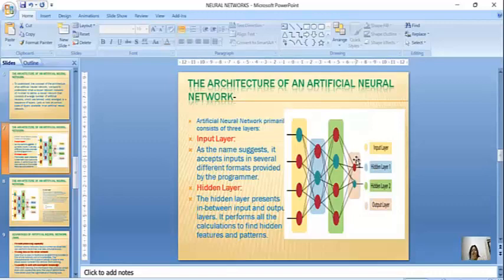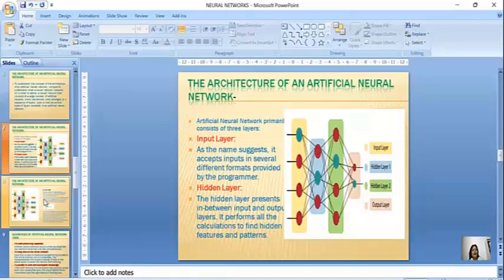So, the input layer, as the name suggests, accepts only the inputs, the signals. And the inputs can be of different formats, like text, image, sound, videos, anything. The hidden layer is present in between the input and the output layer. It performs all the calculation to find the hidden features and patterns.